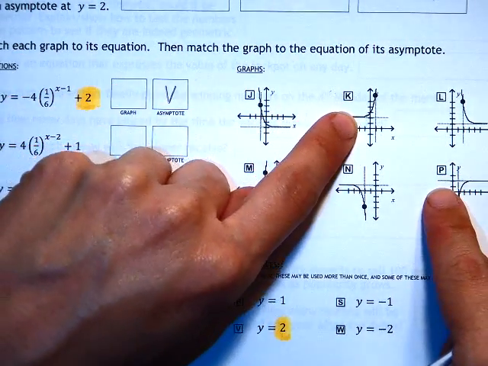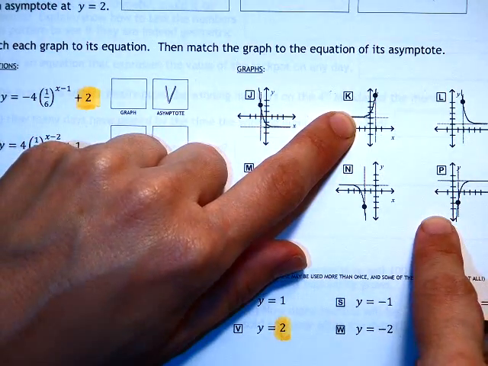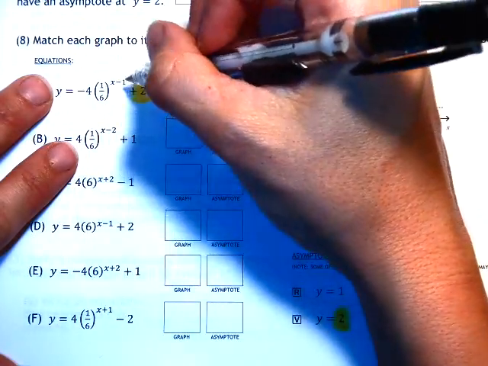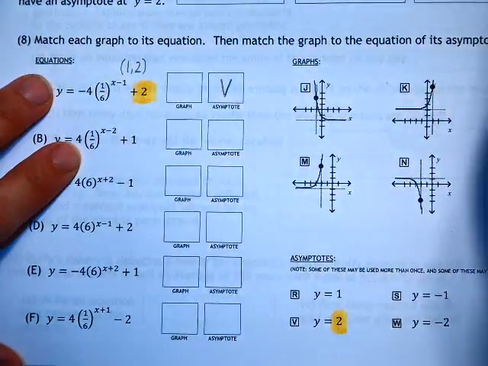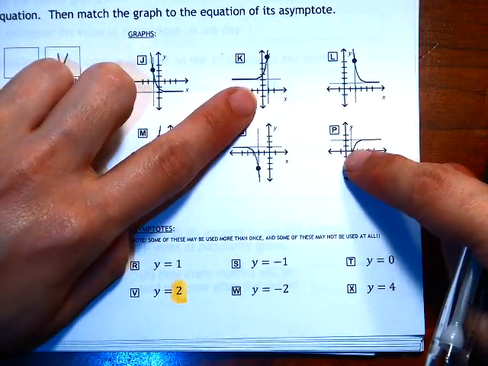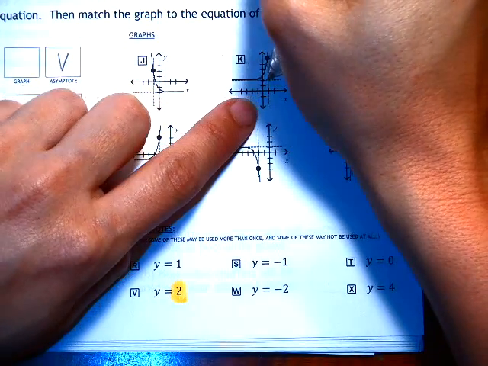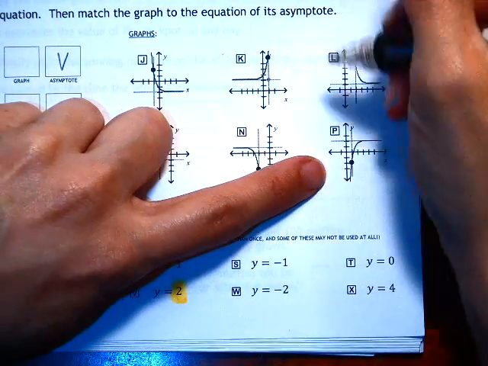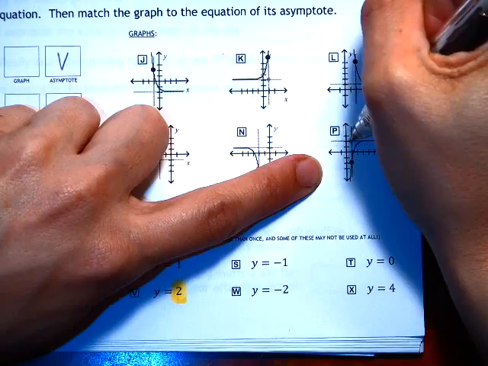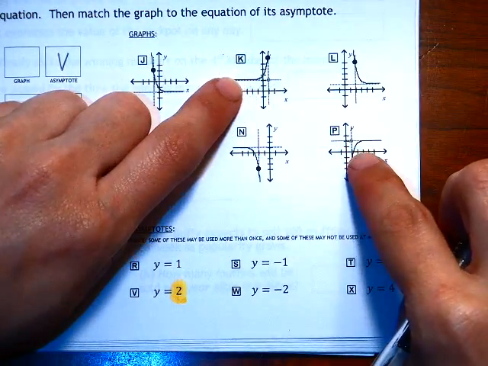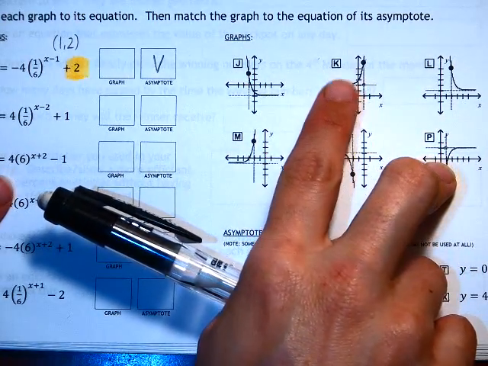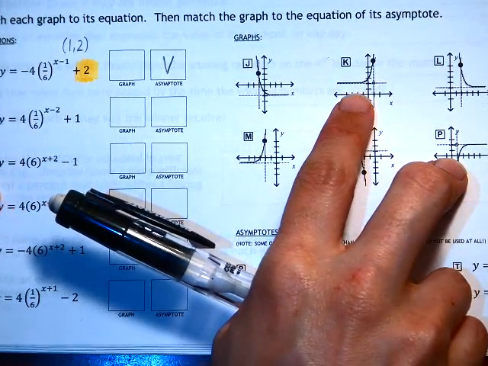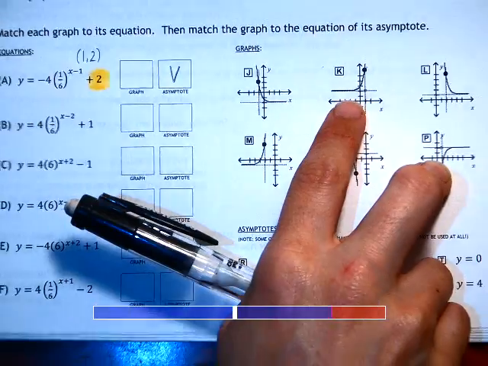Let's delve a little bit deeper. We know that the locator point of this graph is always dictated by the h and the k. So +1 and then 2. So of these two choices, I'm going to look for +1 and 2. That is the locator point of letter K. +1, 2. Ooh, that's also the locator point of letter P. So that didn't help me narrow it down too much. But again, any helpful information is good because narrowing is usually the easiest way to make a match. So now let's see what else I can think about.